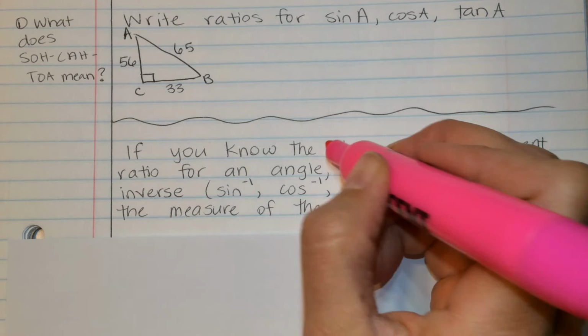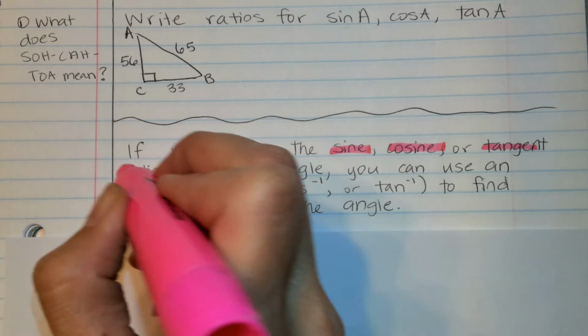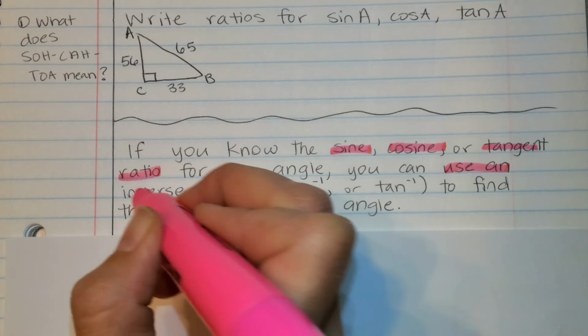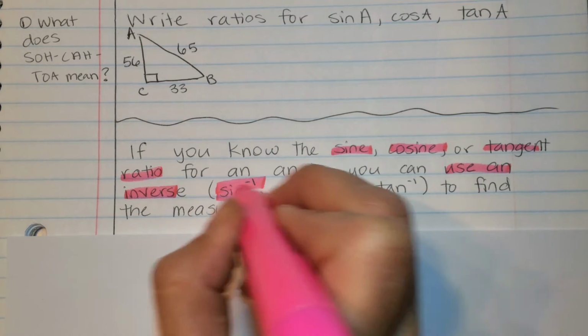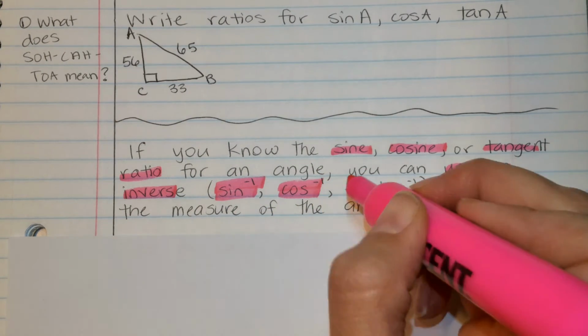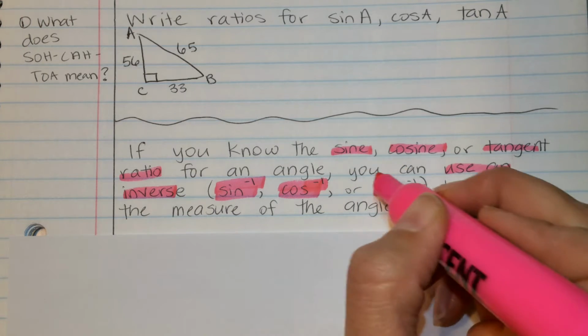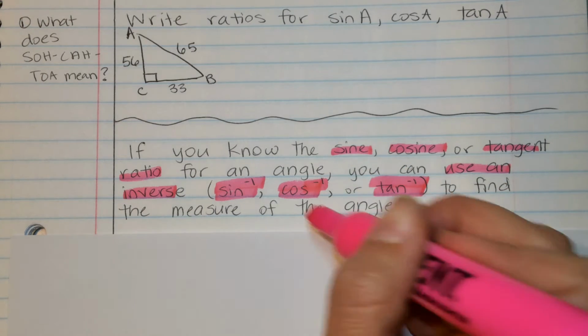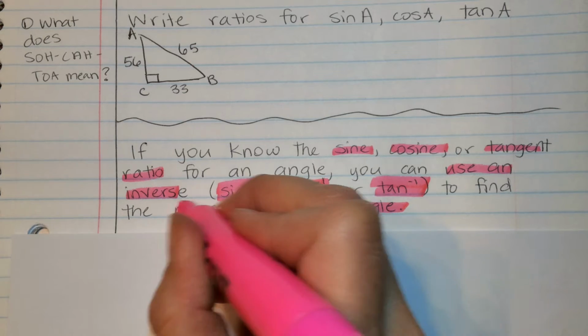So that's what we're going to be doing in a few examples for today. If you know the sine, cosine, or tangent ratio, you can use an inverse. The inverse is to the -1 power, so sine to the -1, cosine to the -1, or tangent to the -1. And that's when we are finding the measure of an angle.